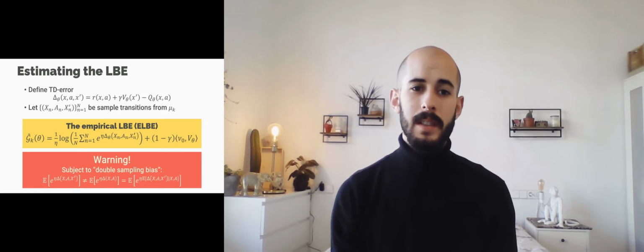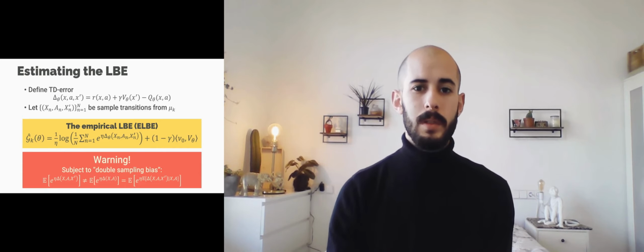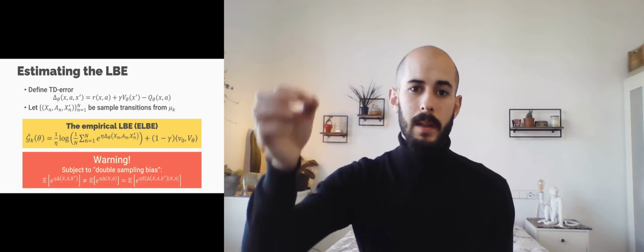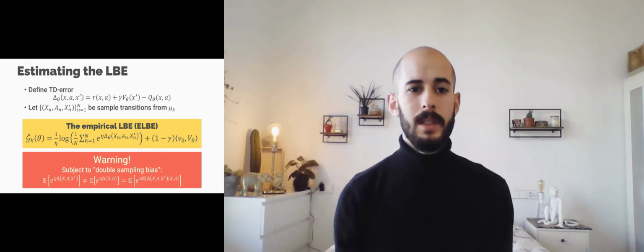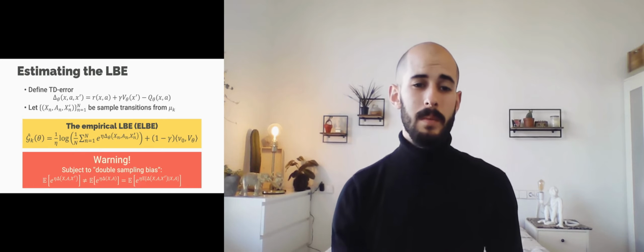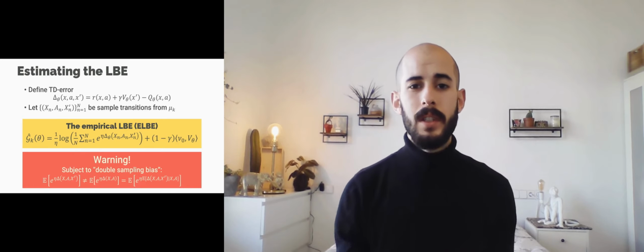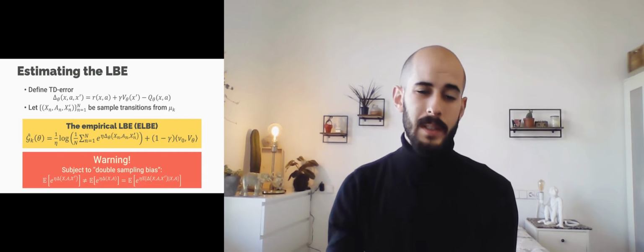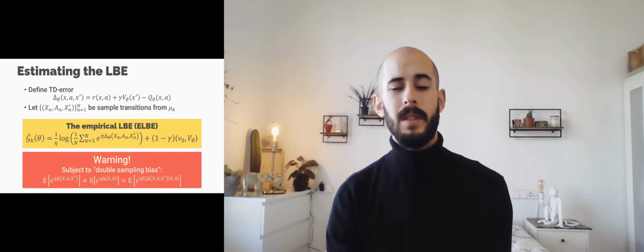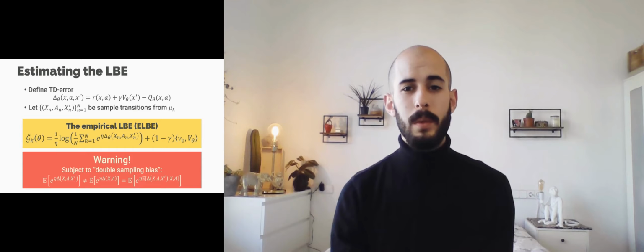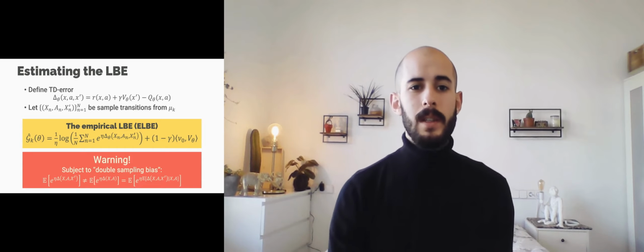First of all, let's define the TD error, which is like the Bellman error, but for a sample transition, where we substitute the expectation by the value function of a sample transition. And we assume that we have a collection of sample transitions that have been drawn from the distribution μk. In practice, what we do is to run the policy πk in order to gather those sample transitions.